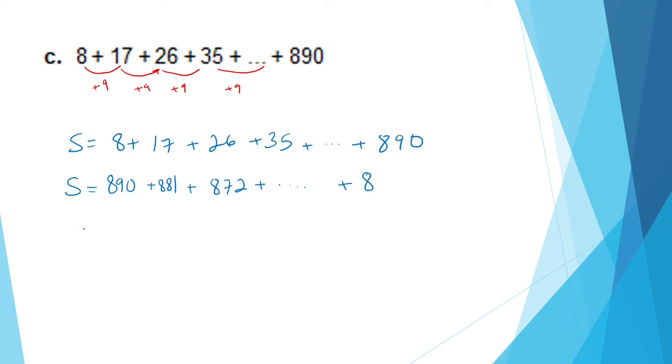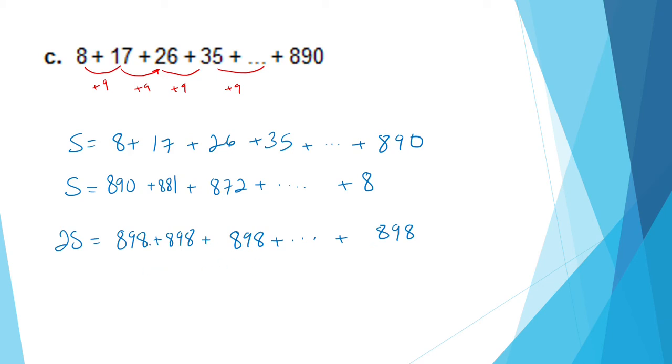We're going to add S and S again. That gives me 2S. And then we'll add 8 plus 890, and that's going to give us 898. I'll add 17 plus 881, and that is 898, just like before. If you add 26 plus 872, again, you're going to get 898. We're going to continue that pattern all the way to the end. We get 898 here also.